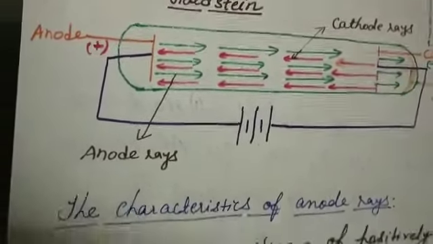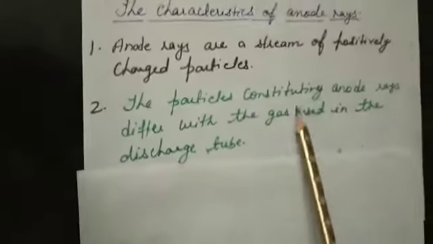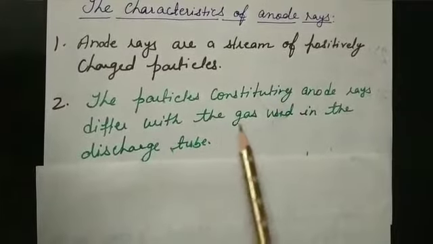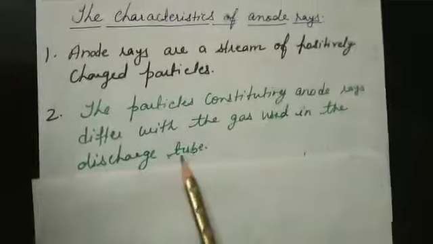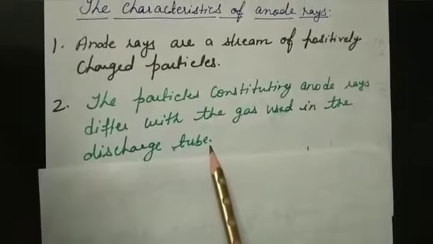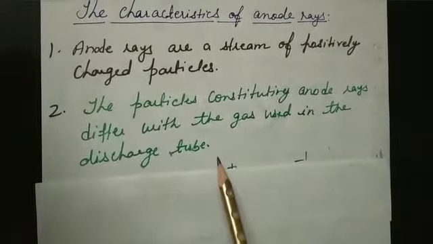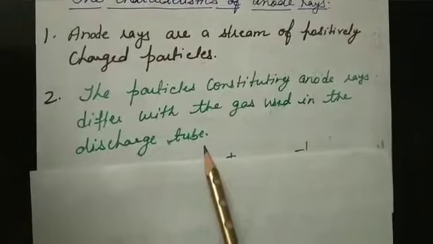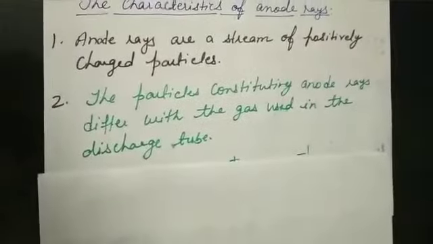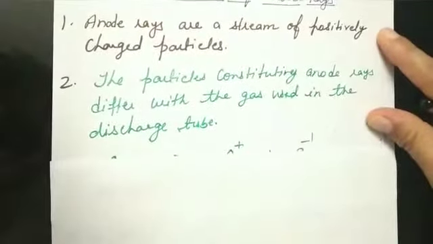Here again see the point. The particles constituting anode rays differ with the gas used in the discharge tube. Different gases give different particles. This is another characteristic of anode rays that distinguishes between cathode rays and anode rays.